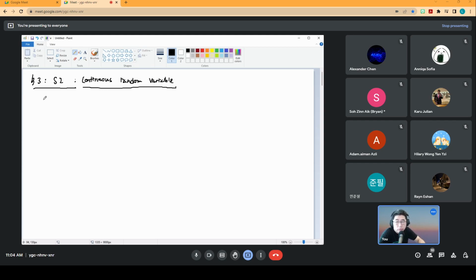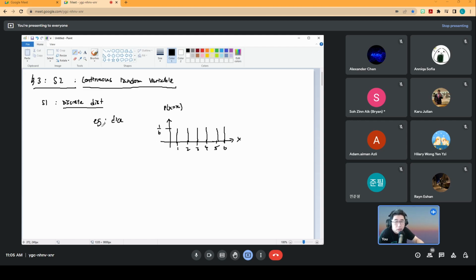Okay, so from S1 we did discrete distribution. For example, with a dice, we have the values 1, 2, 3, 4, 5, 6. And then we have the probability, if it's a fair dice, each of them is the same value, 1/6. This is the probability, and this is the possible x value. This is how it looks when we're dealing with a discrete form.